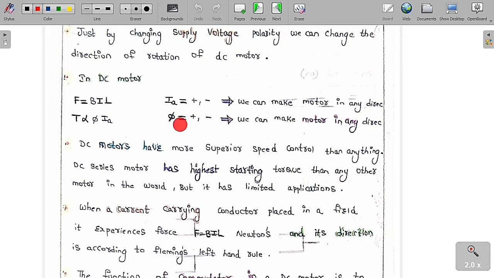So either by changing flux from positive to negative, we can change the direction of the motor. Similarly, we can change the direction of the motor if you give a positive to negative armature current also. But if both are changed, then the torque is again positive, so it will never change. So always you have to change only one thing, but not both things simultaneously. If you change any one at one time, then only the direction is going to get changed. Otherwise, it will be in the same direction.